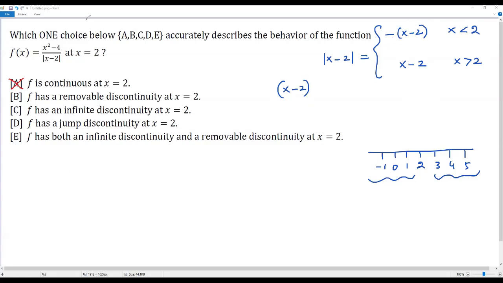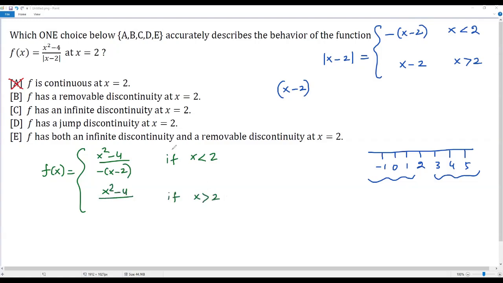Okay, now let me redefine the given function as a piecewise function, that is f of x equals: the first piece is x squared minus 4 over, so instead of the absolute value of x minus 2, I'm going to take negative of x minus 2. That means the absolute value of x minus 2 becomes negative of x minus 2 when x is less than 2, so we write if x is less than 2. And the second part is x squared minus 4 over, if x is greater than 2, then the absolute value of x minus 2 is redefined as just x minus 2. We can write x minus 2 here.